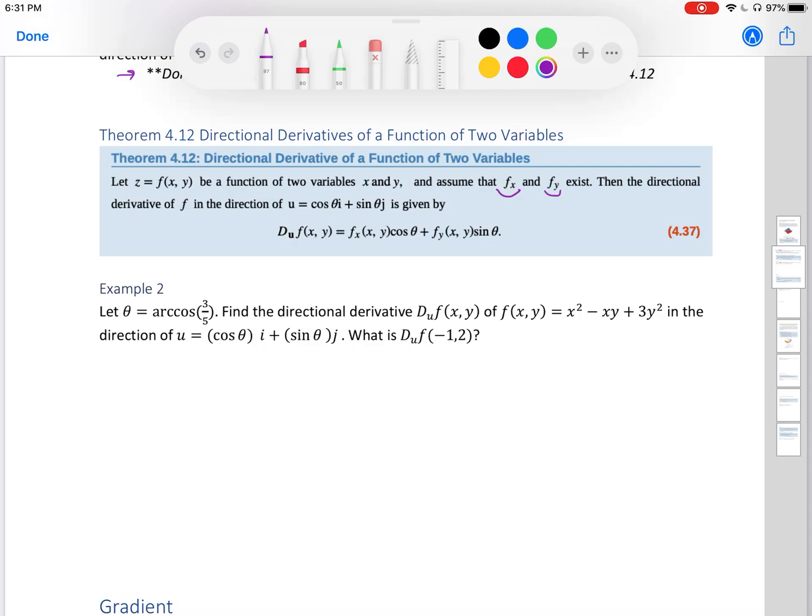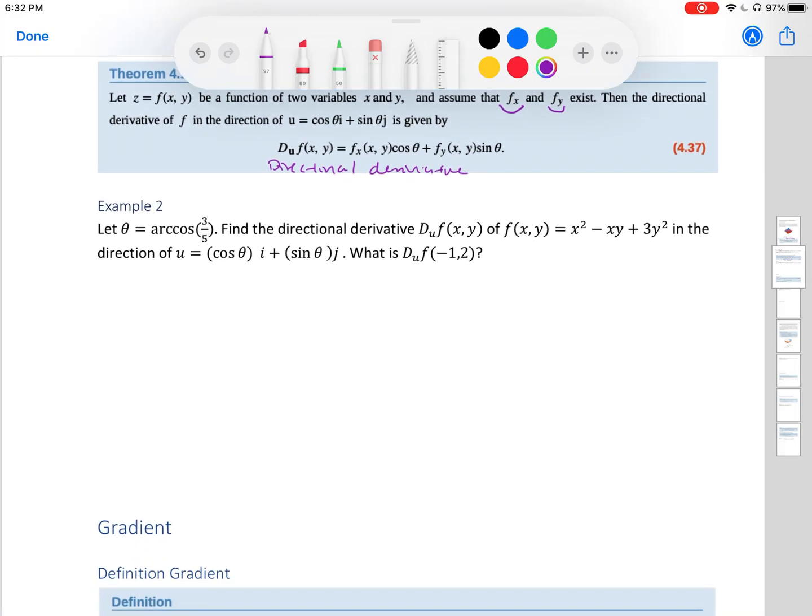Then the directional derivative of f in the direction of u equals cosine theta i plus sine theta j is given by the directional derivative. That's what that D sub u f means. The directional derivative of function f of x comma y is equal to the partial derivative f sub x of x comma y times cosine theta plus the partial derivative f sub y of x comma y times sine theta. Let's look at this example.